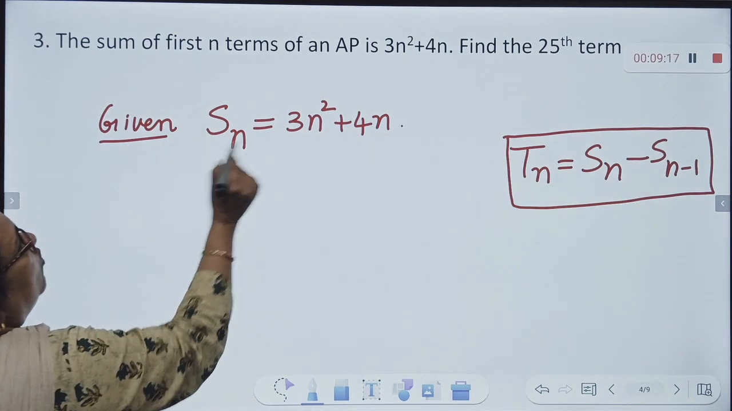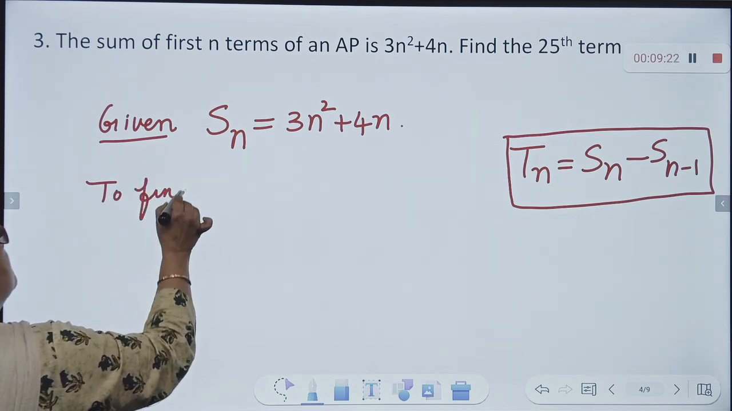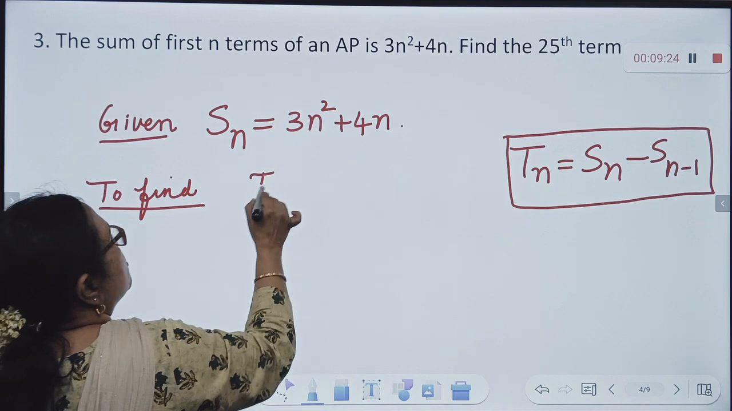Okay. Now we want to find the 25th term. So what is it that you need to find? T25.